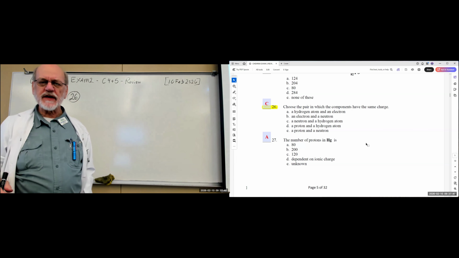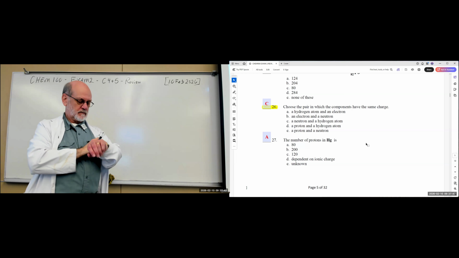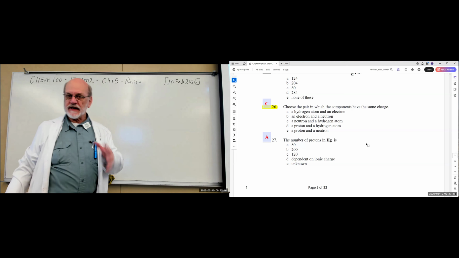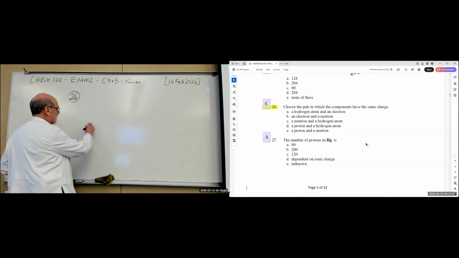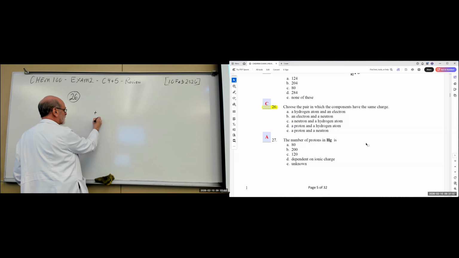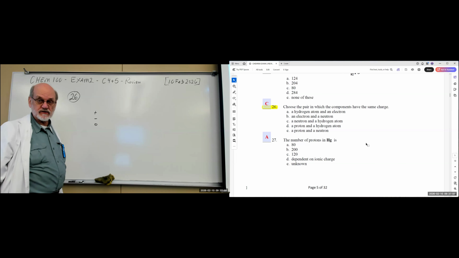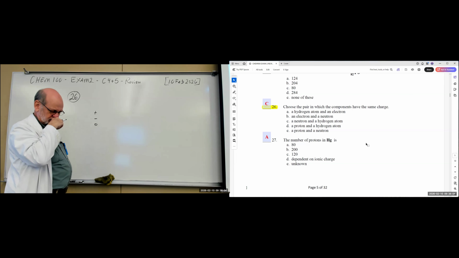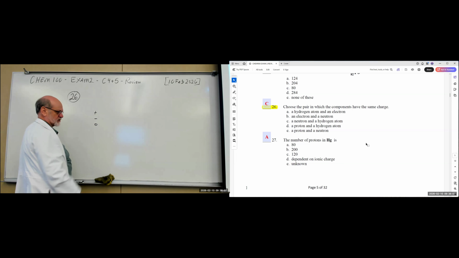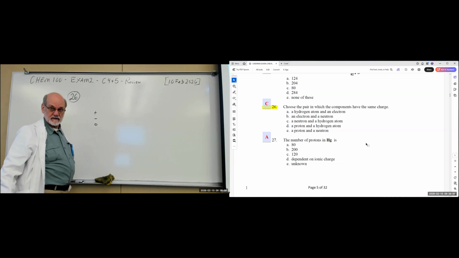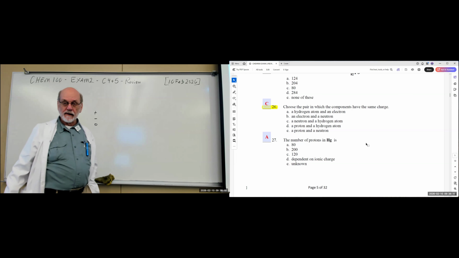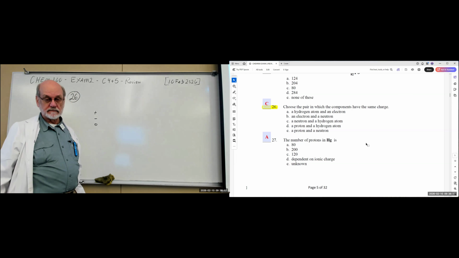Choose the pair in which the components have the same charge. The same charge. Okay. How do we designate charge? We designate it by the sign, either plus or minus, or it could be no charge. That's a valid charge, no charge. And the other is what's causing the charge? Is it an element? Is it an elementary particle? And how many of them are there?